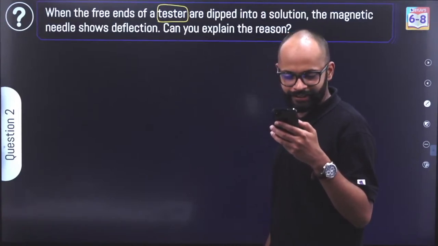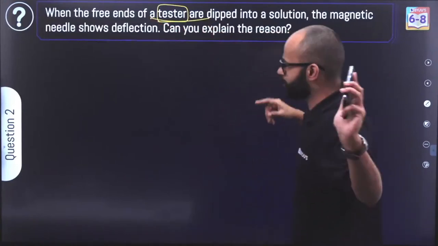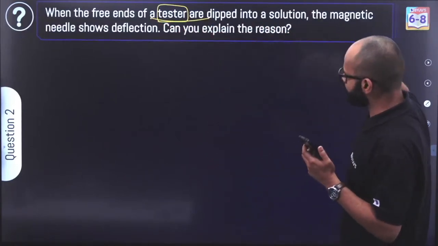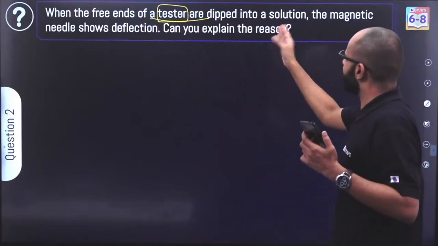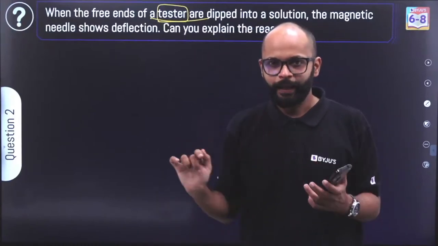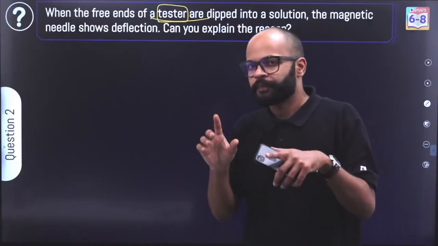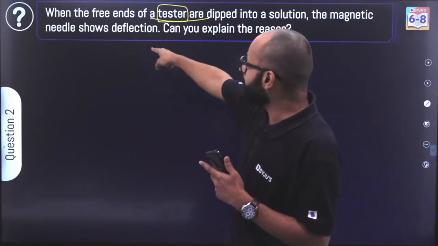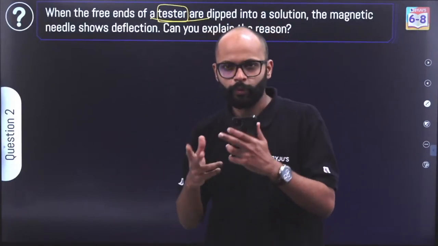Oh, nice. Fine, very good. So, tester is good. Everybody knows tester. They are dipped in a solution. Fine. The magnetic needle shows deflection. Can you explain the reason? Why? Bhai, humne tester ke dono ends dale ek solution mein. Theek hai? Then, a magnetic compass needle is showing a deflection. What is the reason for this?